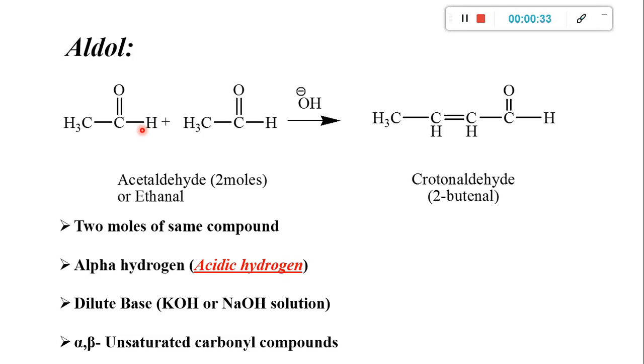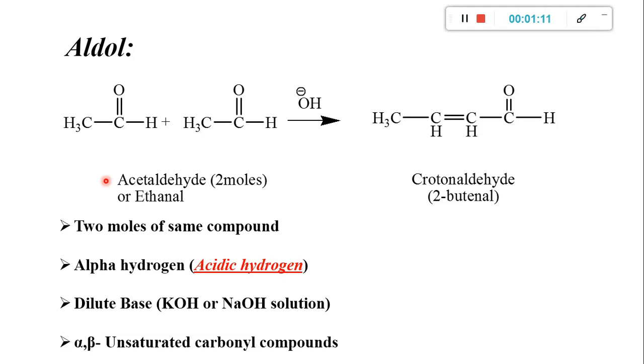So to explain the principle of aldol condensation, let's take acetaldehyde as an example and explain the main conditions for aldol condensation. First condition: as a starting material we should have 2 moles or 2 molecules of the same compound, the same aldehyde or the same ketone. And the structure of these starting materials should have alpha hydrogen, which is acidic hydrogen.